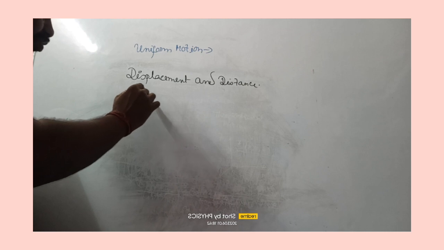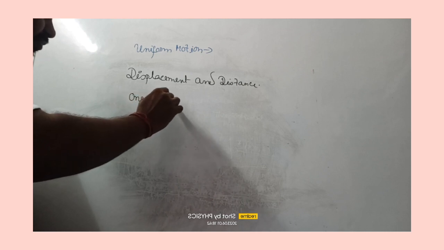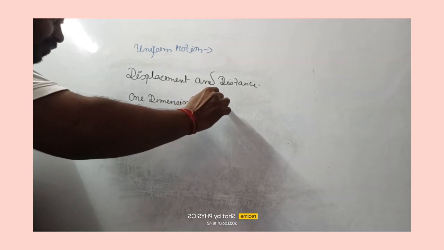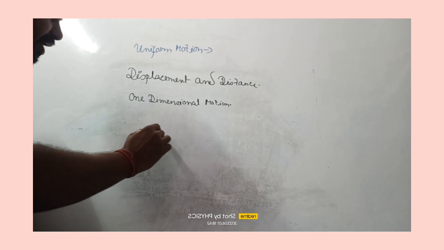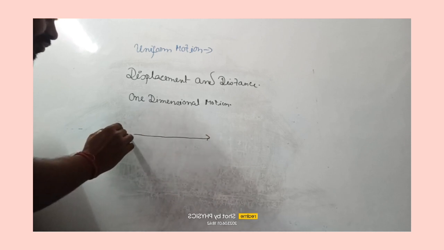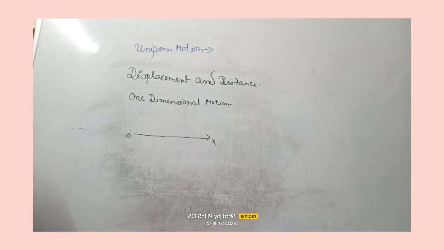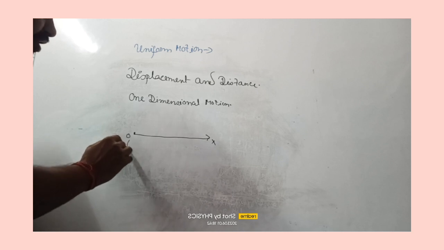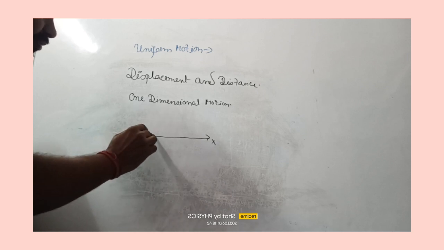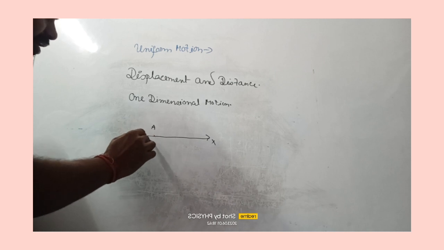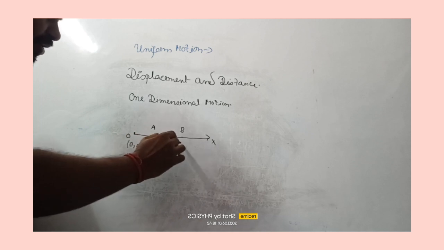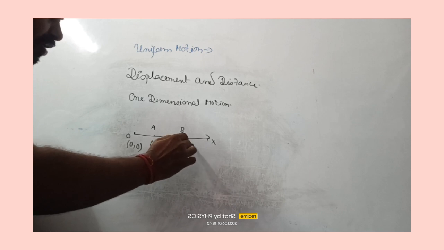In one-dimensional motion, let us consider the x-axis, with origin O. A particle moving along the x-axis has its initial position at 0, 0. After some time, it comes to a point A, whose coordinates are x1, 0. Now it moves to point B, whose coordinate is x2, 0.